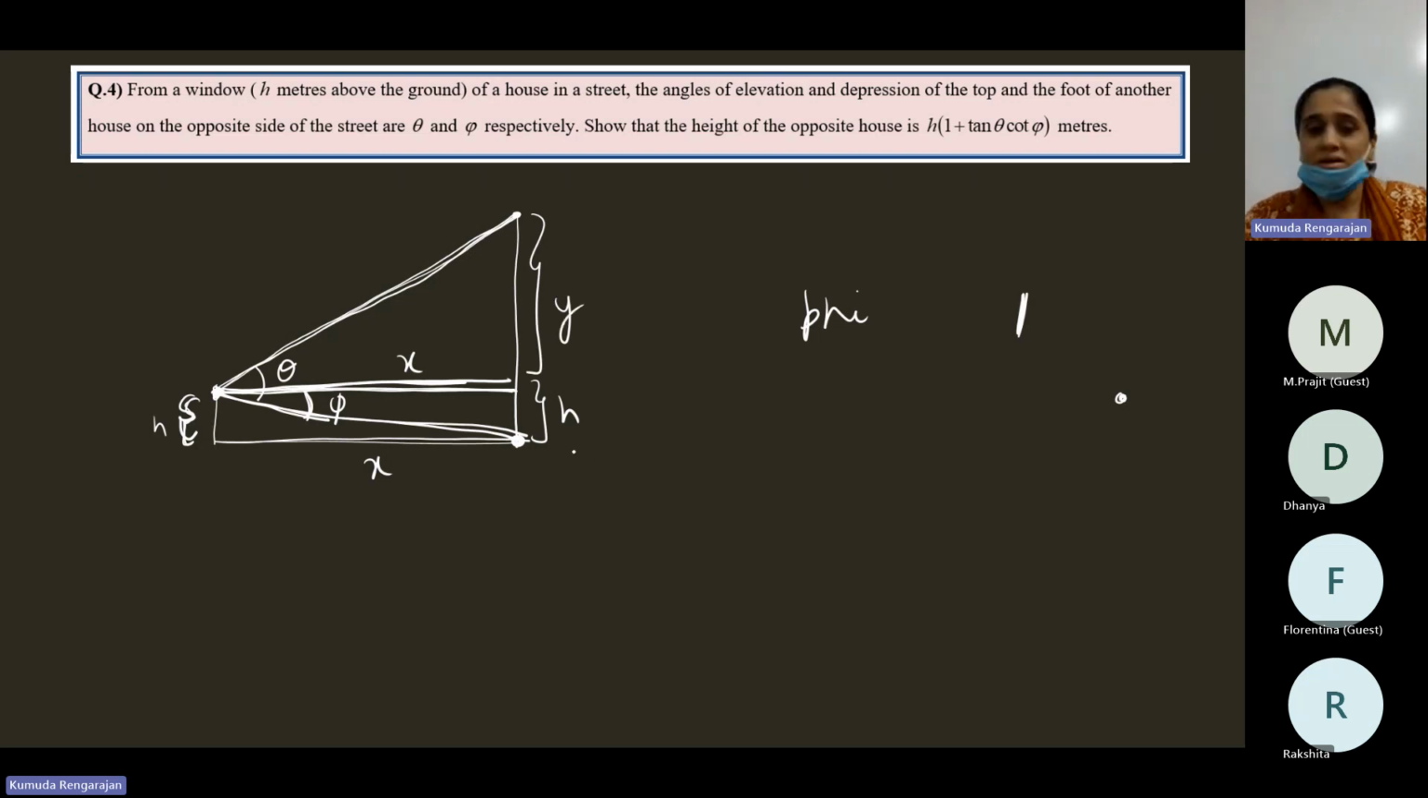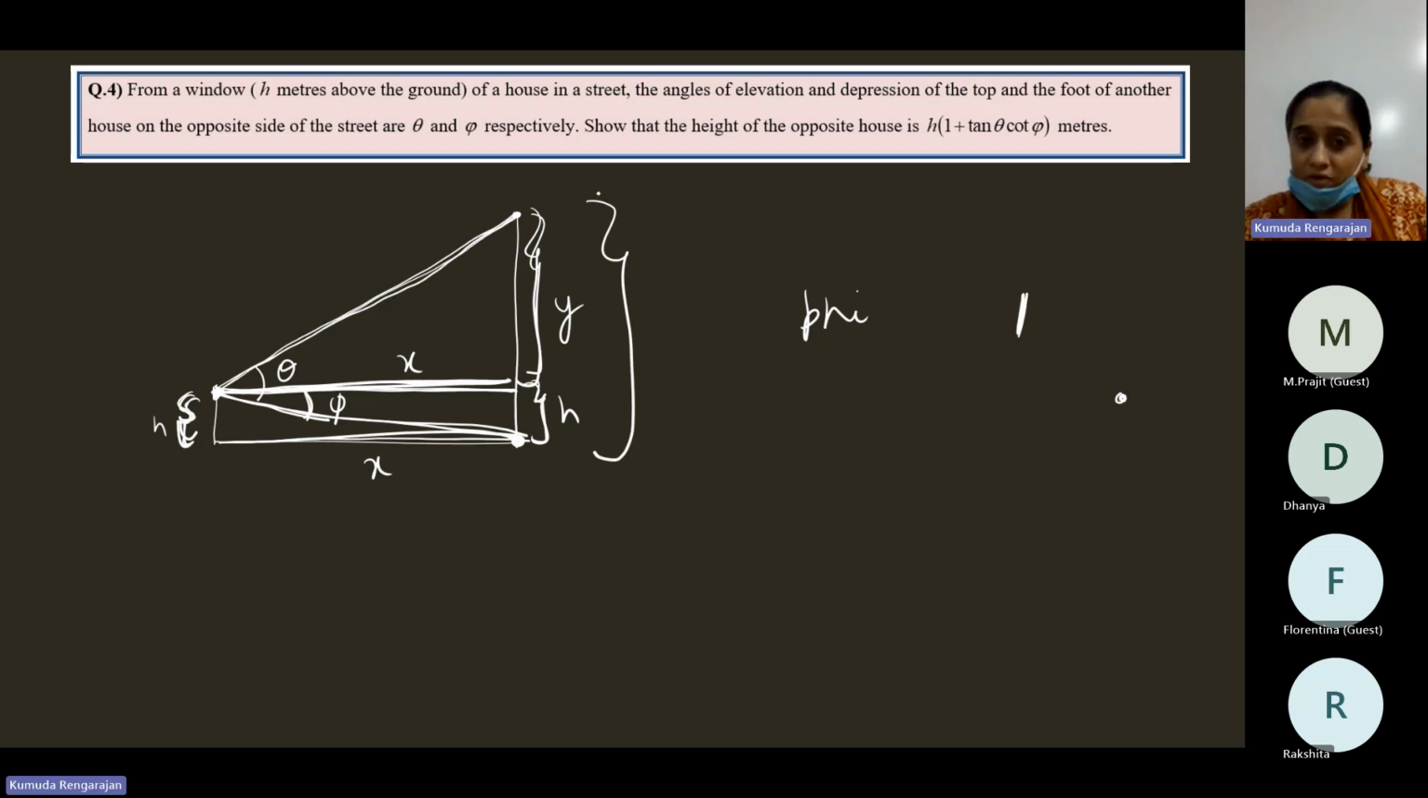Don't mark the whole thing. This one is h. So on the opposite side, this one is also h. The rest of it, you call it y or z, whatever. And then you mark this one x. Then on the opposite side, this also will be x. Now you need to show the height of the opposite house, which is from here to here.